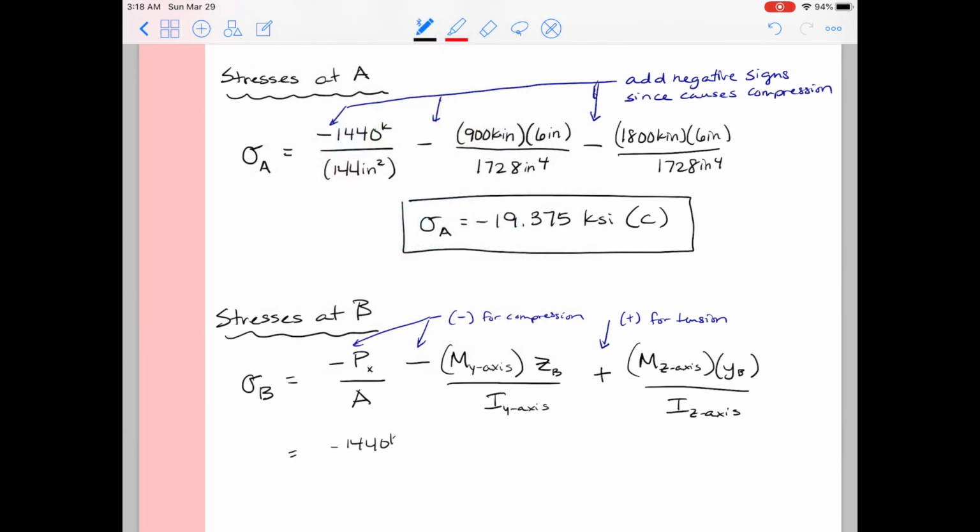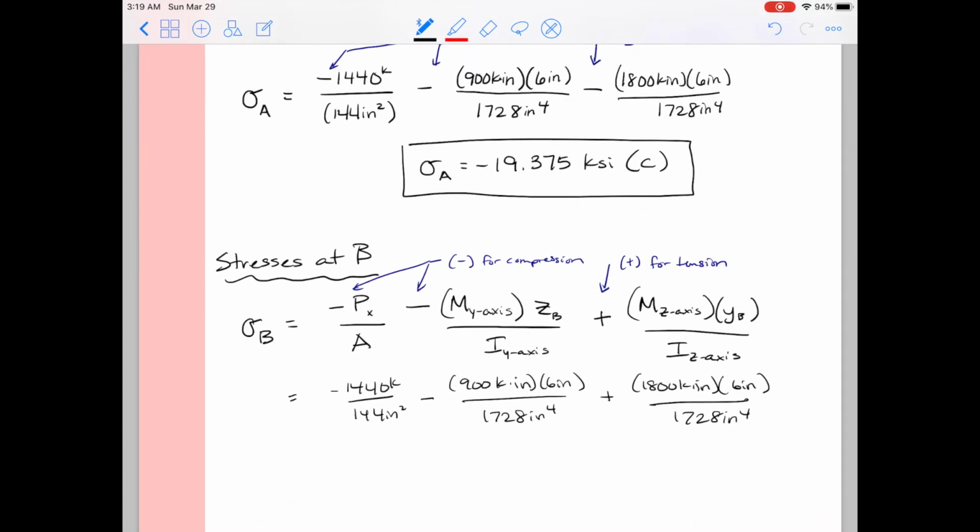All right, so I'm going to plug in my values. I get negative 1440 kips over 144 inches squared for my P over A term. Then I get a negative 900 kip inches times a distance of 6 inches to point B divided by 1728 inches to the fourth. Then I get a plus 1800 kip inches times the distance yb that I labeled on the previous page, which is also 6 inches, divided by 1728 inches to the fourth. And so I see that doing my math, the stress at B in this case is a negative 6.875 ksi.